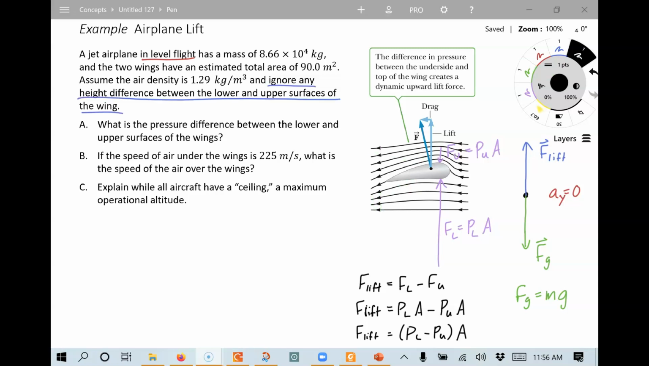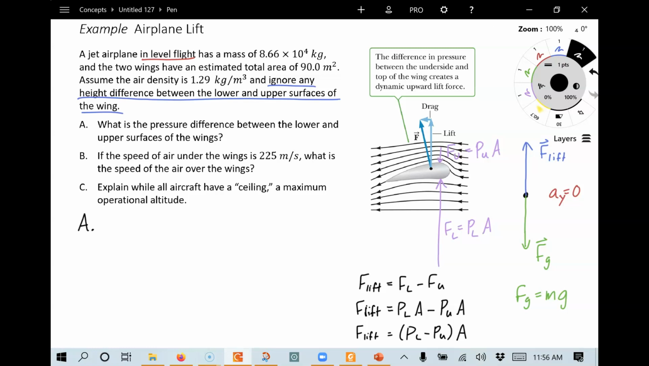All right, so for part A, we can go ahead and use Newton's second law to relate the lift force to the weight, the gravitational force, and then solve for the difference in pressures, P lower minus P upper. Newton's second law tells us that the mass times the acceleration in the y direction is equal to the sum of all the forces in the y direction. Now we know the acceleration is 0 in the y direction, and that these forces are going to sum to 0.